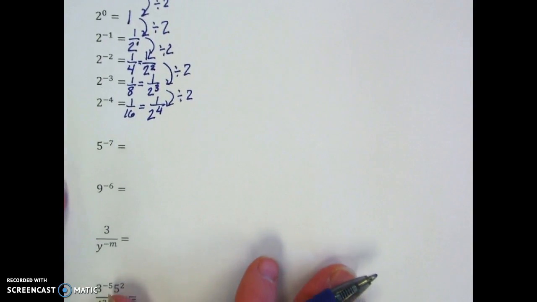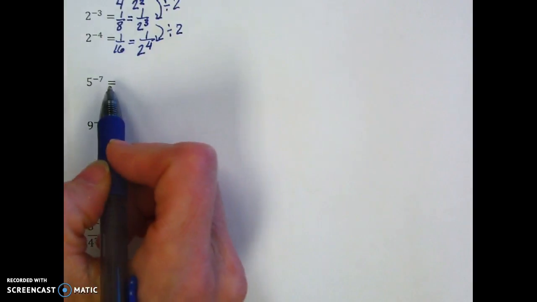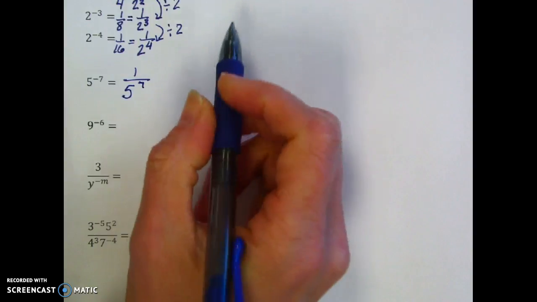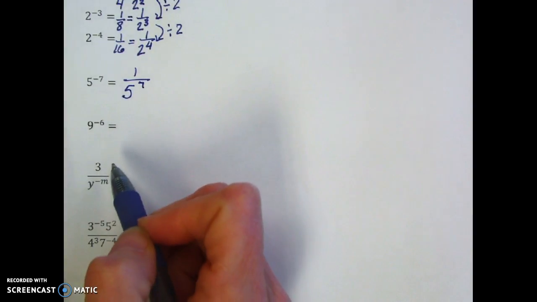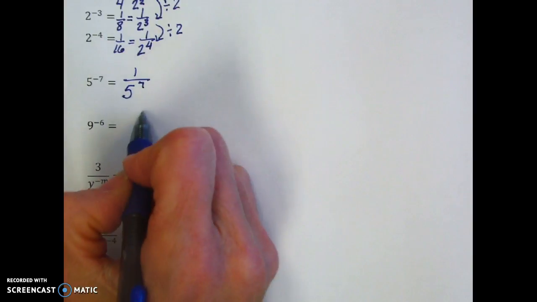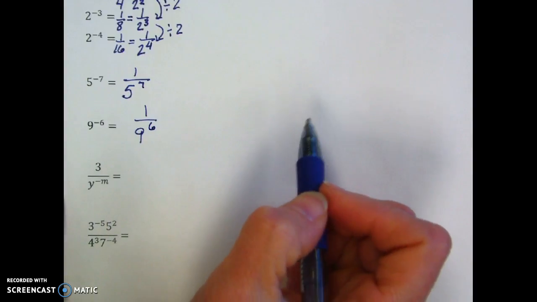So how can I write 5 to the negative seventh? Well, 1 over 5 to the positive seventh. How do I write 9 to the negative sixth? Well, 1 over 9 to the positive sixth.